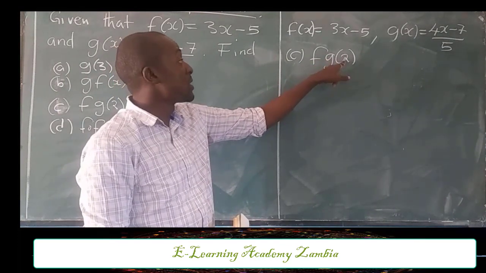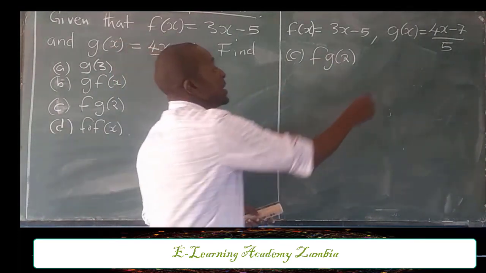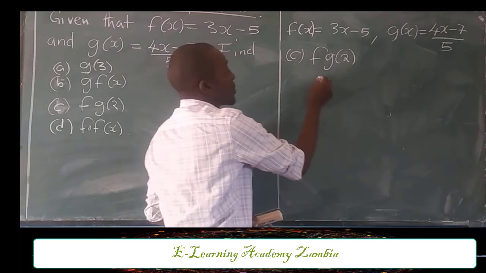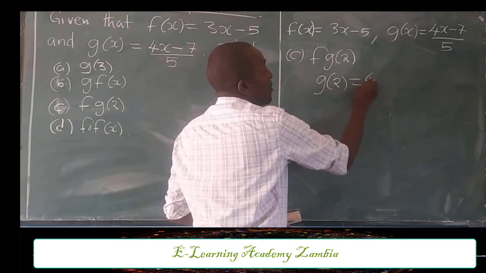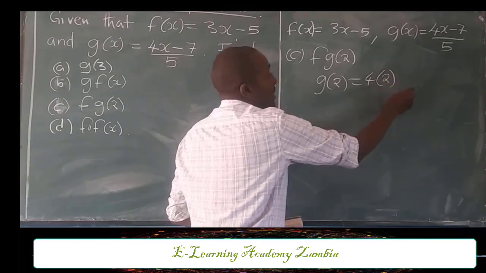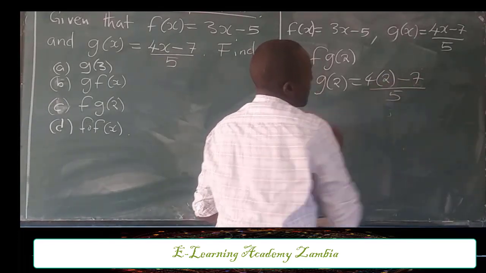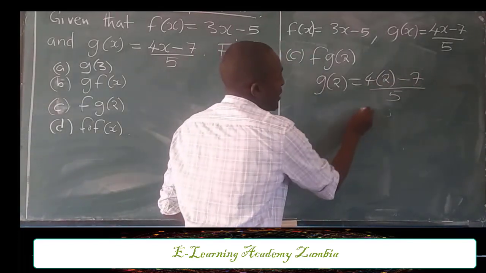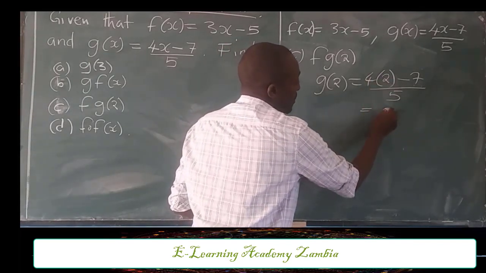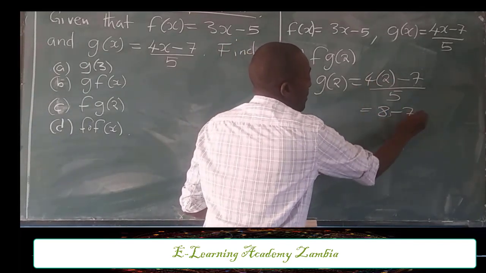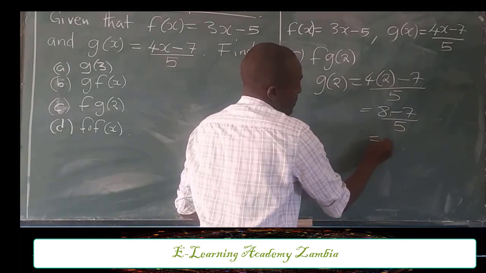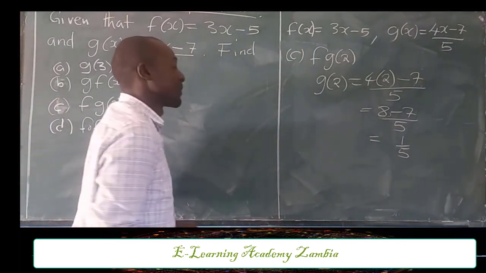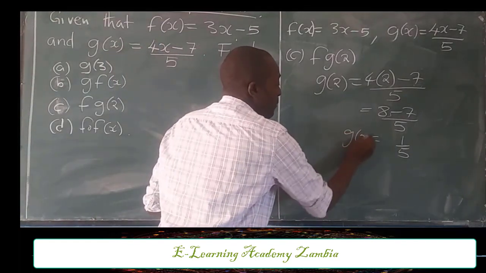Okay, you substitute these 2 into G. So G is this one here. So we are going to have G of 2 is equal to 4, where there is x equal to what? Minus 7 over 5. And then we are going to have root of 4 times 2, which is 8, minus 7 over 5. Okay, which will give us what? 1 over 5. Okay, this is G of 2.